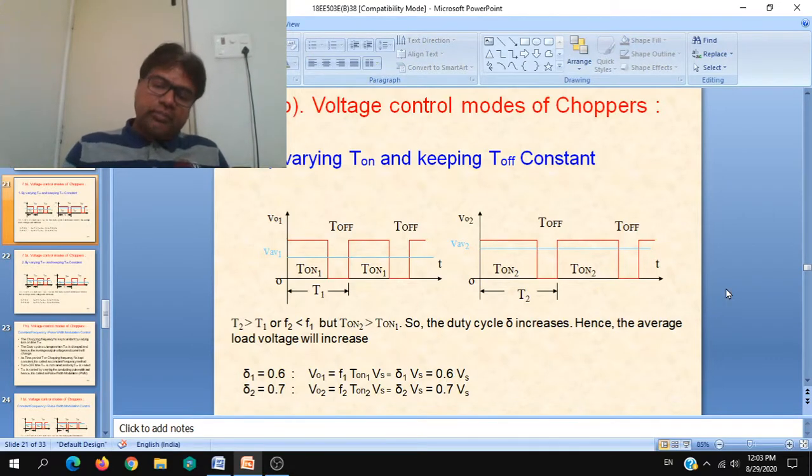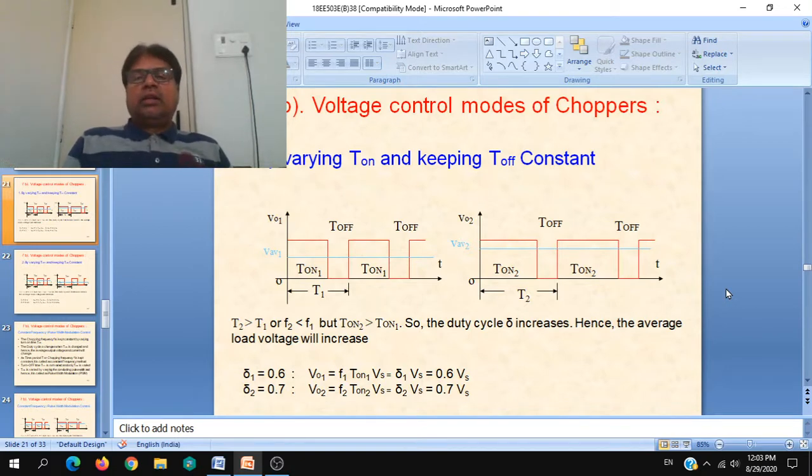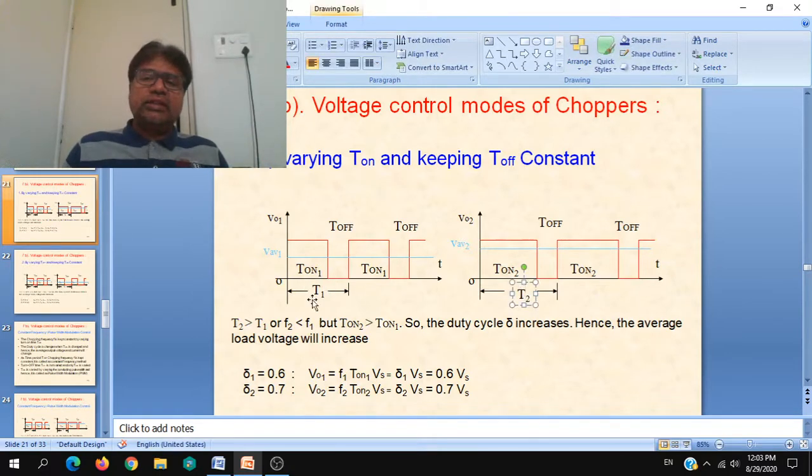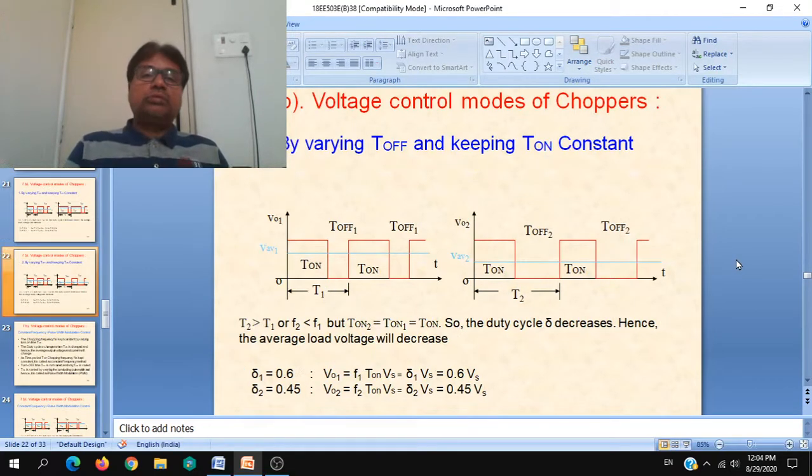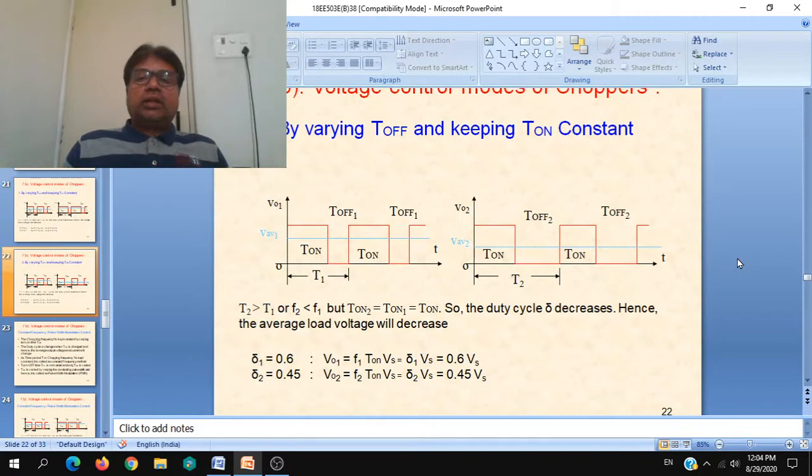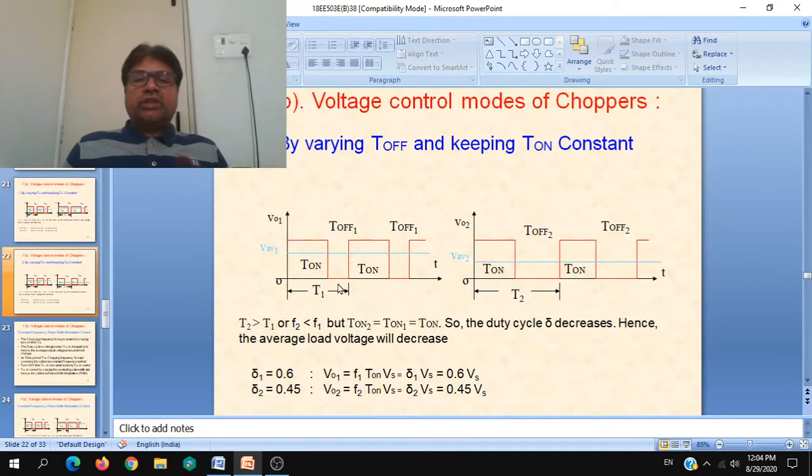That is frequency modulation, which is not used owing to other problems. In most of the cases, more than 90% of cases, we will be following the other case, that is pulse width modulation, where you will keep the time period constant. Instead of varying the time period, you will keep the time period constant. And how to do it? In most of the cases, again, we will keep the time period constant.